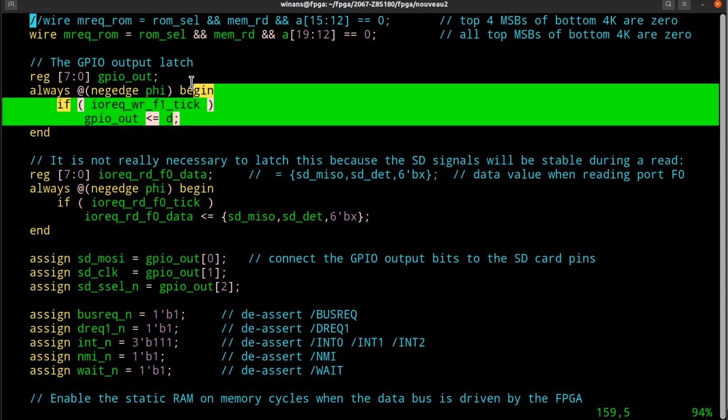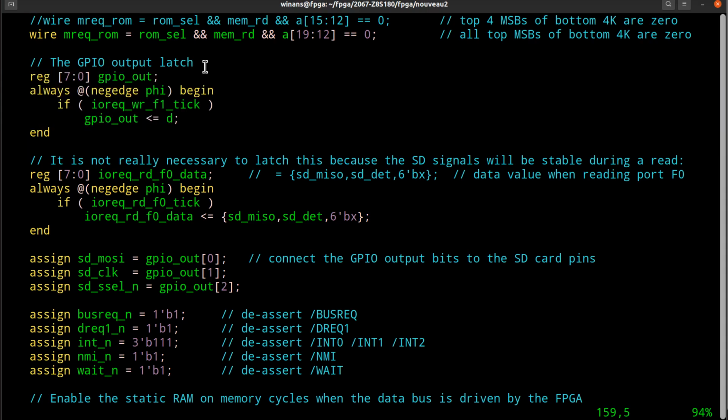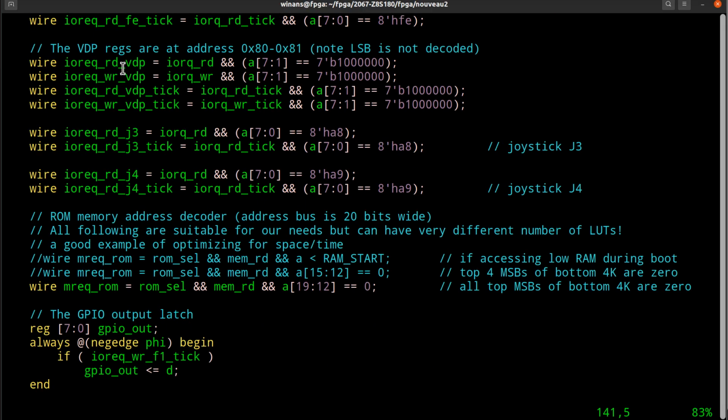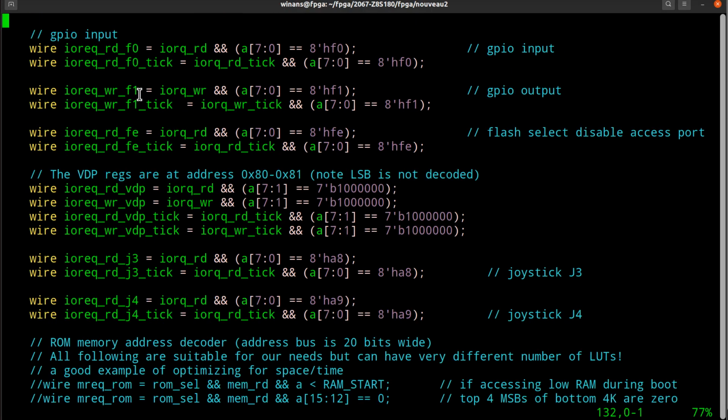GPIO output latch. Here's me consuming data from the Z80 when it wants to write to me. So here's my write tick. And I'm going to take the data from the CPU and write it in the GPIO output latch. Now, do I really need to do this? No. I could just as easily use the write tick signal itself and look at the falling edge of that, or I could use the edge of the actual asynchronous signal, which is what I think I used to do.